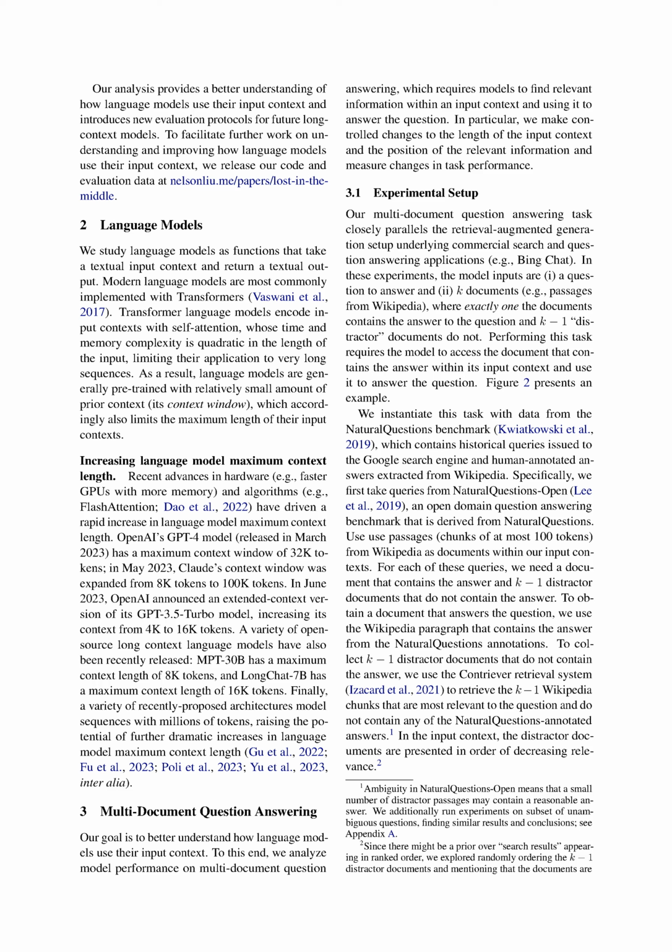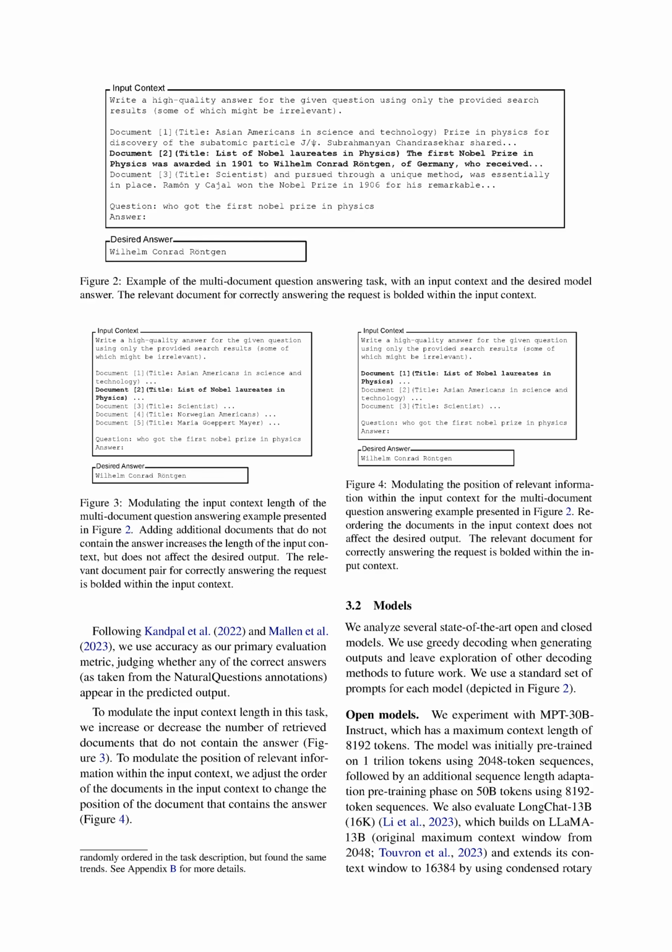The results were not significantly different and the same trends were observed. To assess the performance of our model, we primarily use accuracy as our evaluation metric. It is determined by checking whether any of the correct answers, taken from the Natural Questions annotations, are present in the model's predicted output. We also manipulate the input context length in this task by changing the number of retrieved documents that do not have the answer.